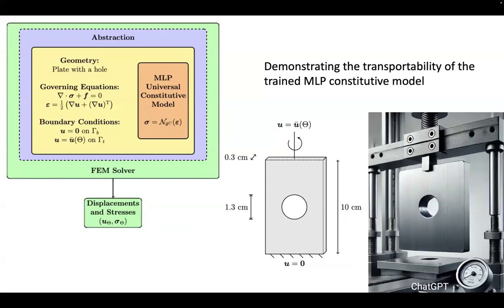Another interesting aspect is that once you have learned this constitutive model in an experiment, you can just take it and change the other parts of the abstraction. So for instance, instead of simulating a Brazilian disk test, now I want to simulate a 3D plate with a hole that is under a torque, and use exactly the same constitutive model that I trained with the Brazilian disk test. So I can extrapolate and reuse my learned constitutive model, in this case, my machine learning model.